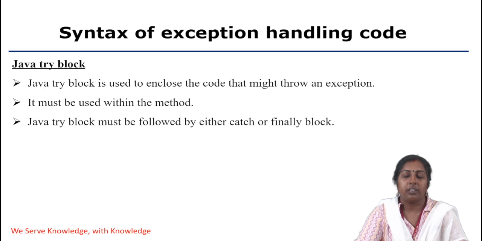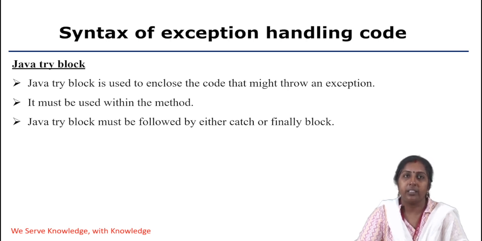So as I have already told, for handling checked exceptions, we are using the try catch block. Here we are considering the Java try block. The programmer itself writes this try block in a program, within a method. This try block is used to enclose the code that might throw an exception. Whenever there's a chance of an exception occurring, we write those statements inside the try block. Whenever we write any try block, it must be followed by either a catch block or a finally block. Without a catch block or a finally block, the try block is incomplete.